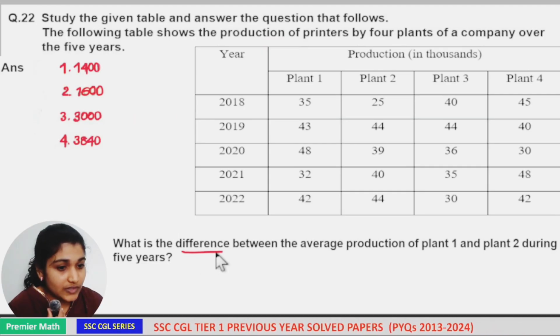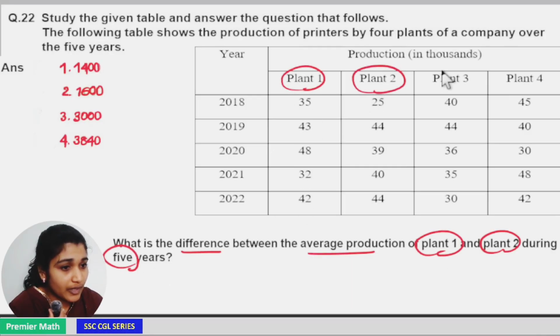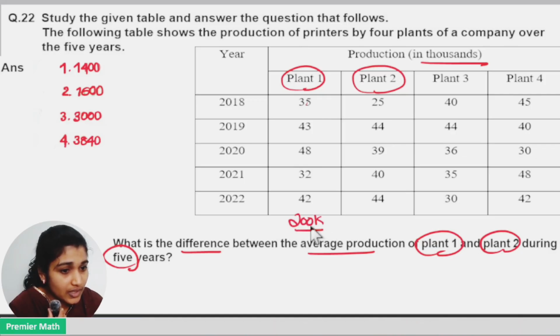What is the difference between the average production of plan 1 and plan 2 during 5 years? This is plan 1 and plan 2, in thousands. So take the sum. 40 into 3 is equal to 120. 120 plus 60, 180. 180 plus 10, 190. 190 plus 10 is equal to 200. So 200k divided by 5 is the average, which is equal to 40k.